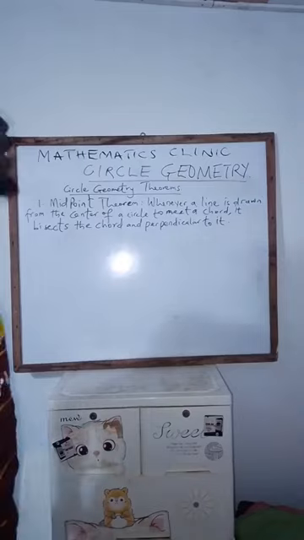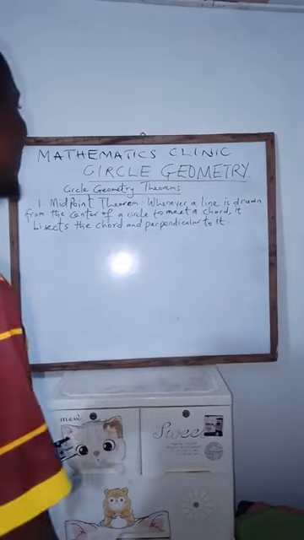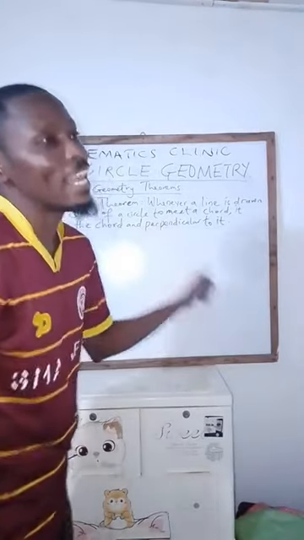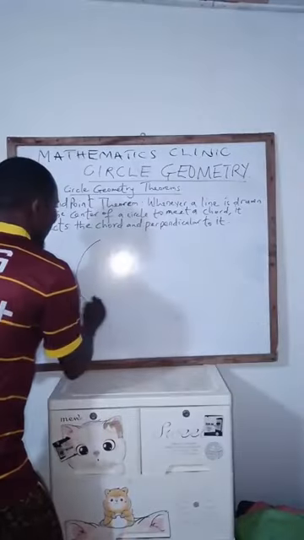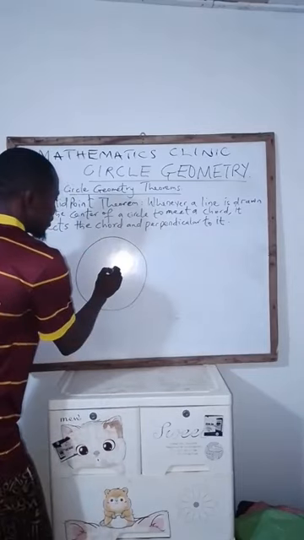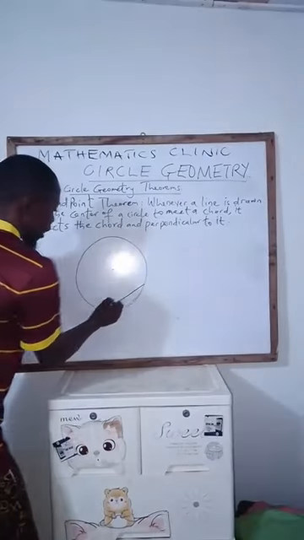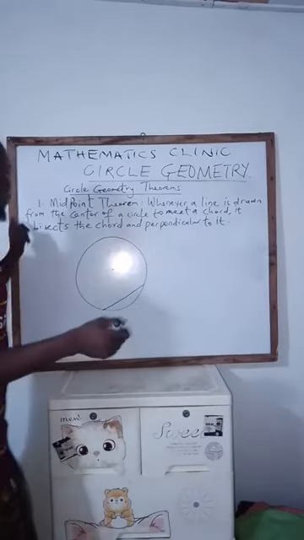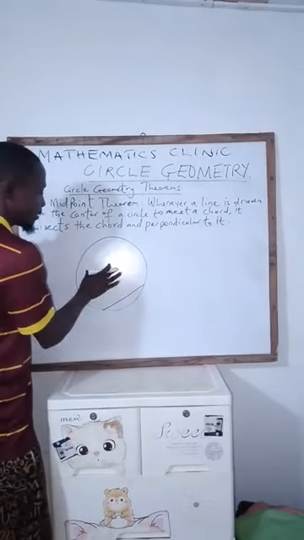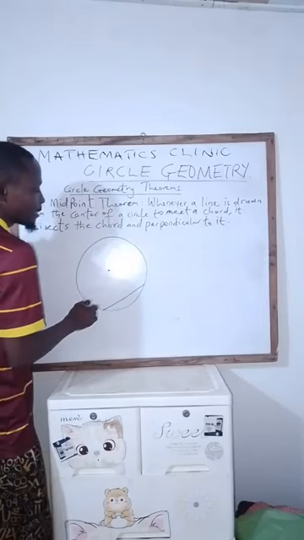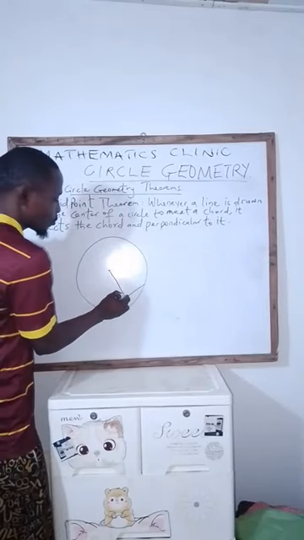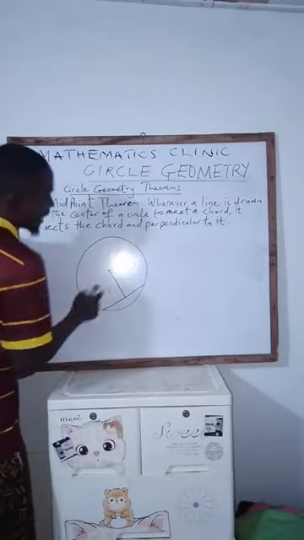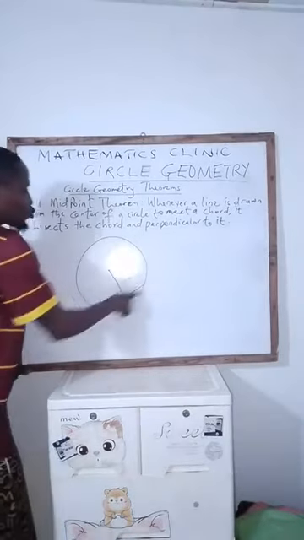Midpoint theorem states that whenever a line is drawn from the center of a circle to meet a chord, remember we defined a chord as any line drawn to touch 2 points on the circumference without passing through the center. That's a chord. Remember? Yes. The theorem is saying if you now draw a line from the center of the circle to touch that chord, this line will divide this chord into 2 equal parts.